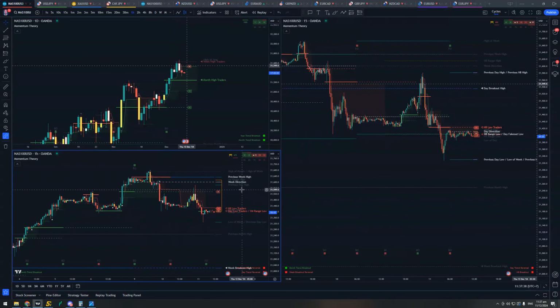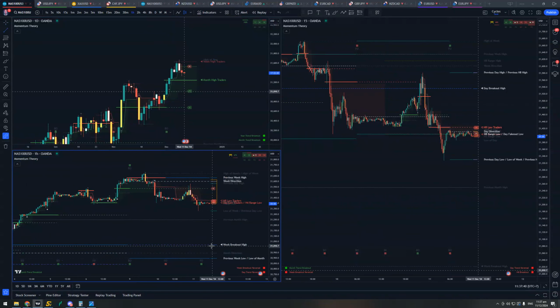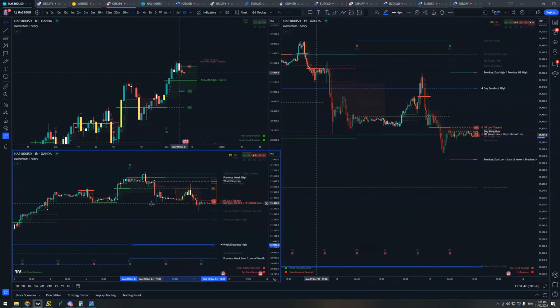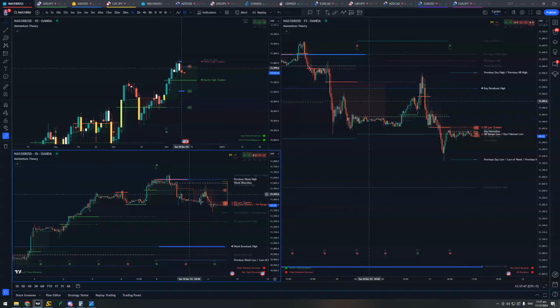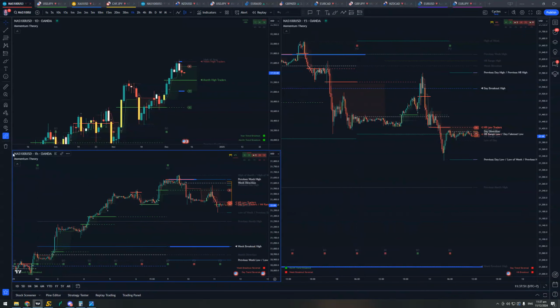Last week closed as a bullish breakout week. I'm overall bullish on the weekly above the week breakout high, but faking out this previous week high tells me that the weekly is in a breakout reversal cycle and that price is possibly reversing.